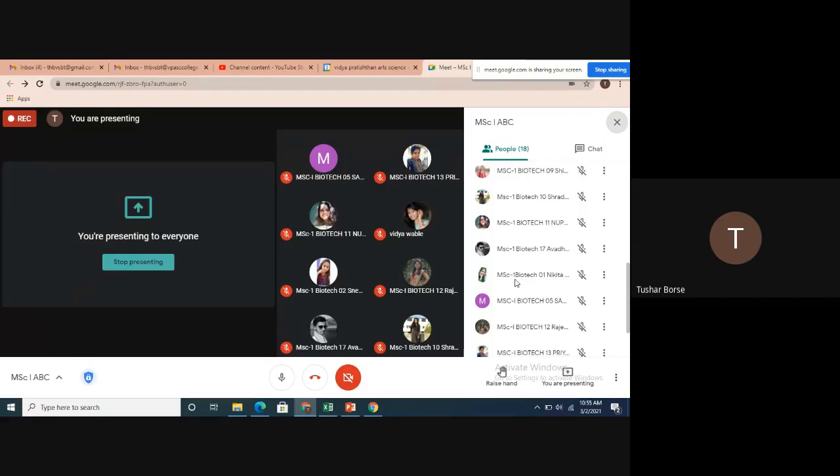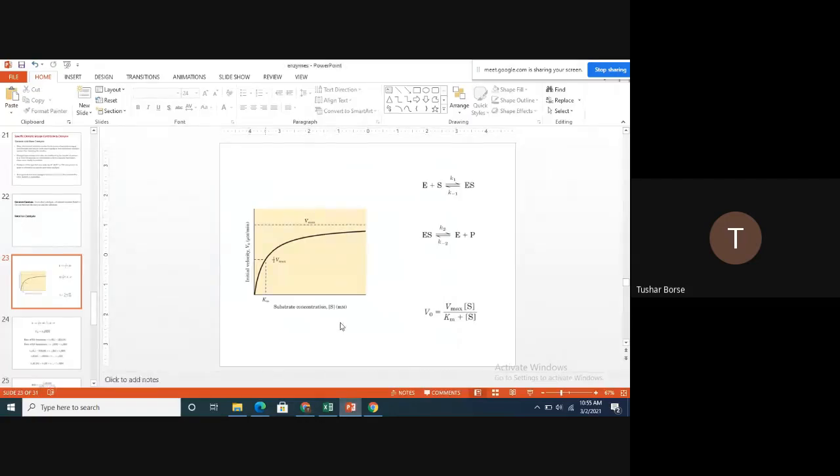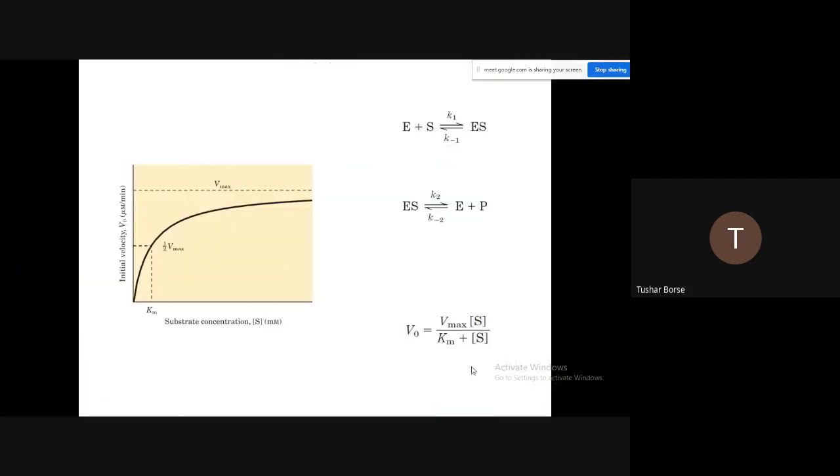So this is what you may expect for your bacterial growth curve. In the same way, look at this graph, which shows the relationship between the substrate concentration and the rate of reaction. You can divide this graph into three phases: the lag phase, the log phase, and the stationary phase.